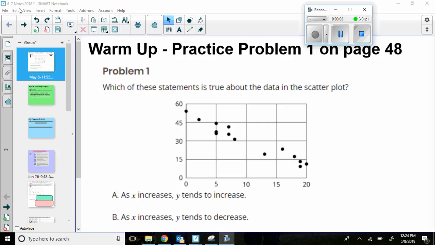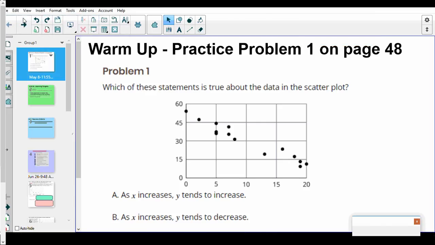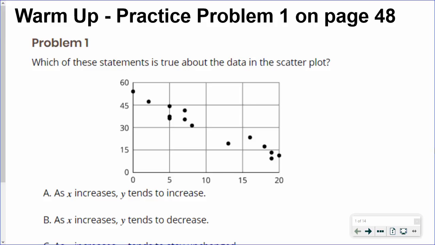Go ahead and open up to page 48 in your workbook and take a few minutes to complete practice problem number 1 at this time. Go ahead and circle below which of these statements is true about the data in the scatter plot. So please press pause, answer this question, and then check your work with mine as soon as you're ready.